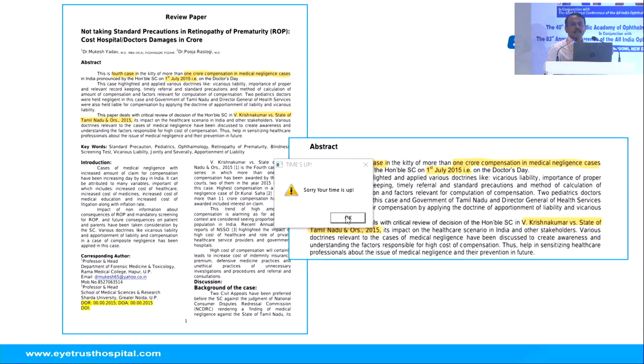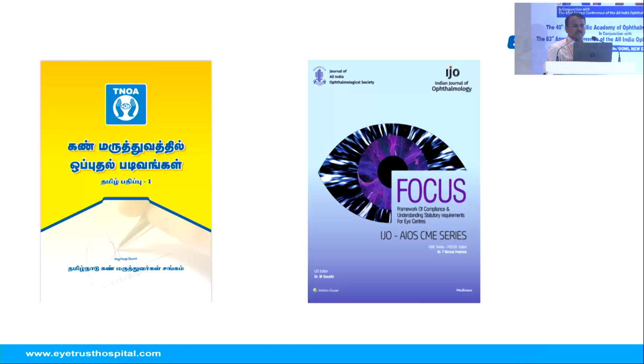The compensation ranges from 2 lakhs to 1 crore. Recently, for failure to detect retinopathy of prematurity, the patient was given 1 crore as compensation. So compensations are increasing by leaps and bounds. You should be very careful.